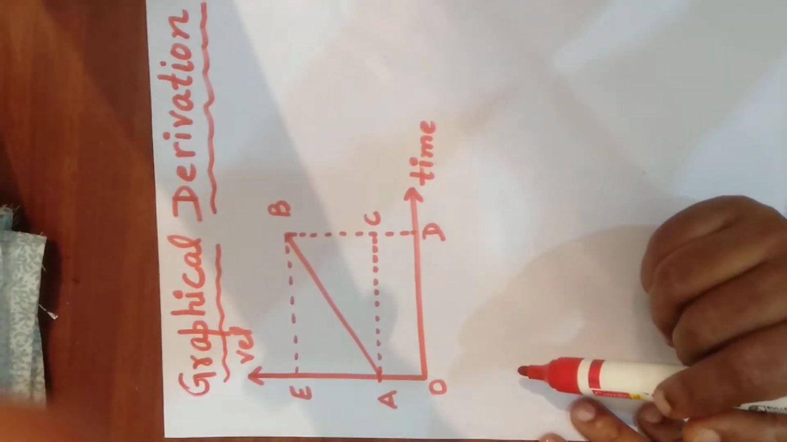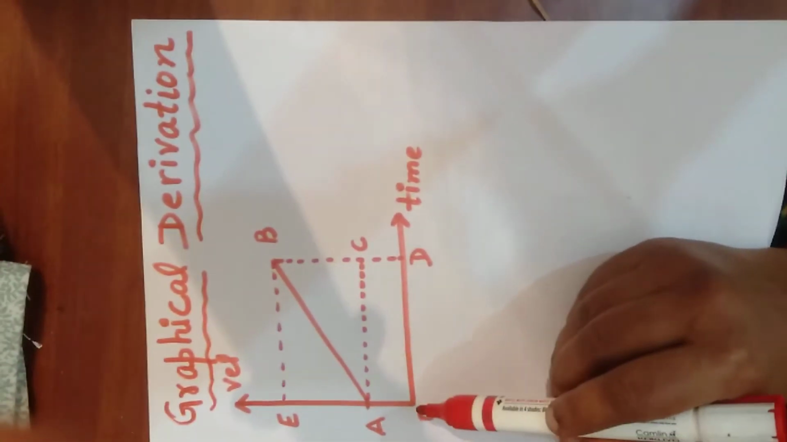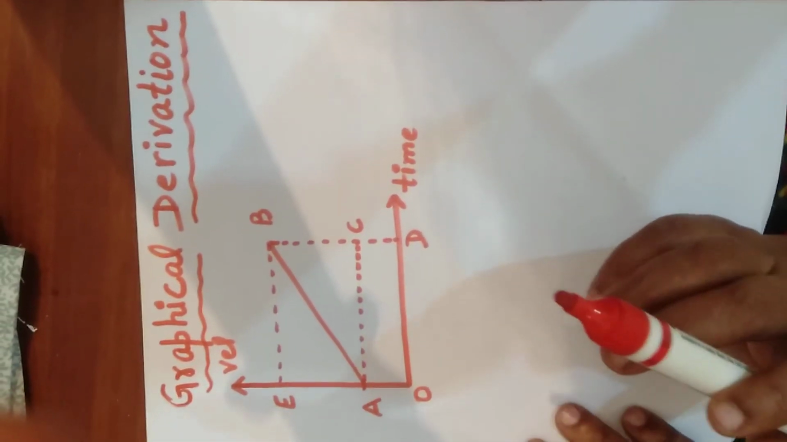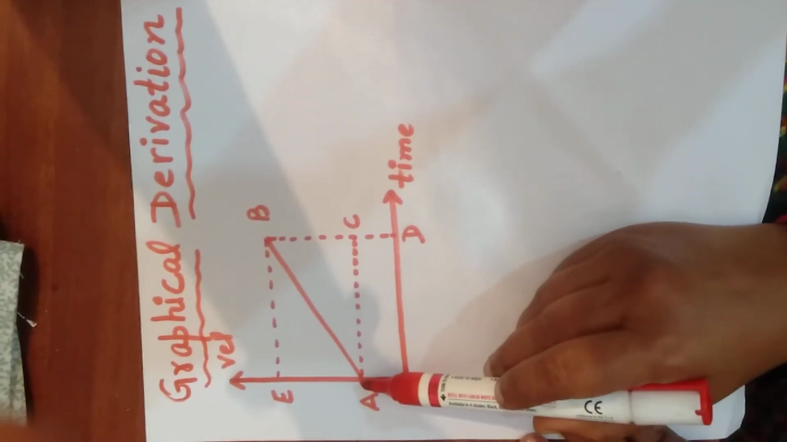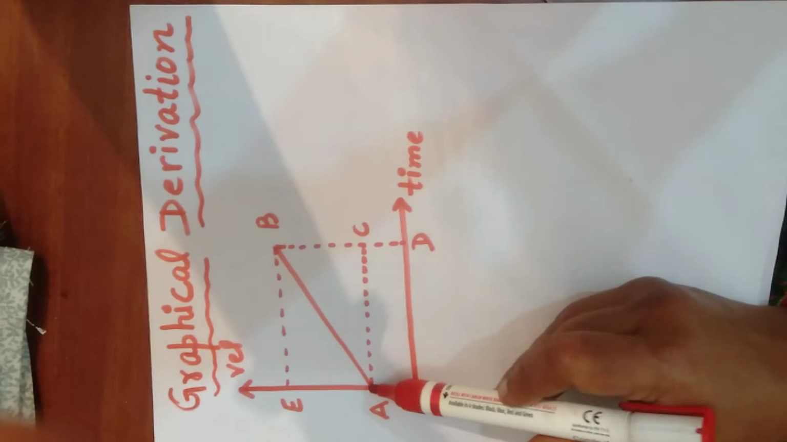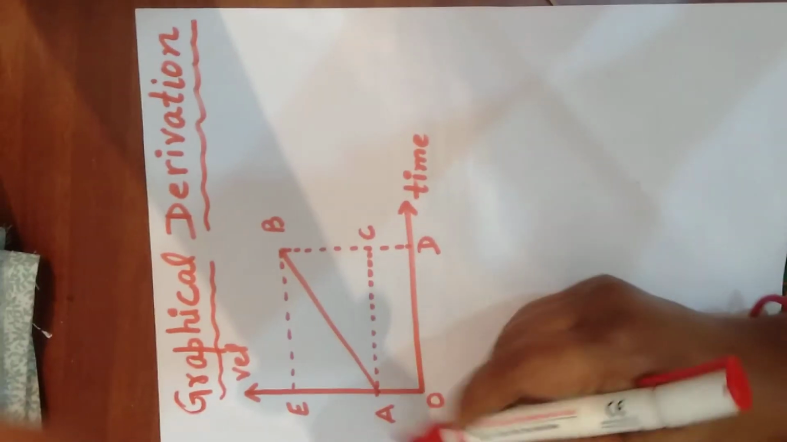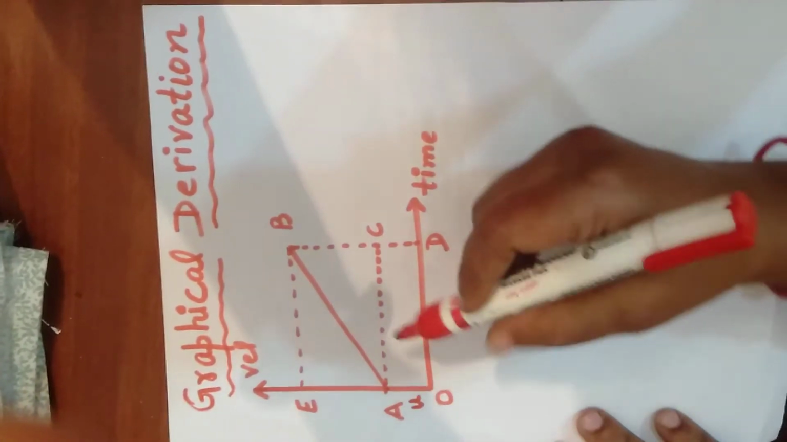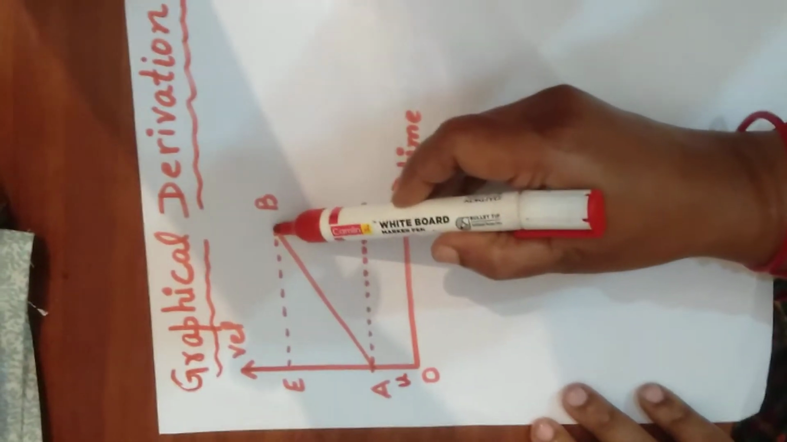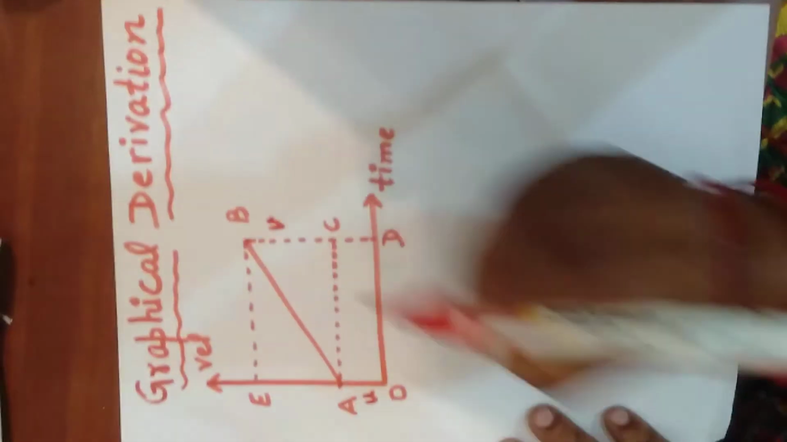One thing you have to notice: in the previous derivations, in the previous graphs, we took initial velocity as 0. But in the graphical derivation, we cannot take initial velocity 0. There must be some value and that is point A. Suppose body is at A with initial velocity. So this OA is your initial velocity U and the final velocity is at point B. So this BD is your final velocity V, right?